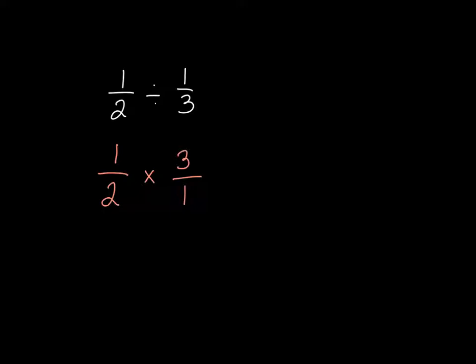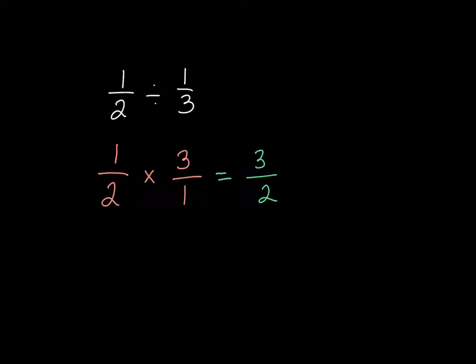Now look at it and see if there's anything you can cancel. In this case, there is not. And then we'll just do the same things we did when we were multiplying. Go ahead and multiply your numerators. 3 times 1 is 3. Multiply your denominators. 2 times 1 is 2.